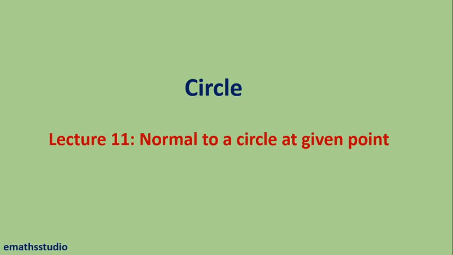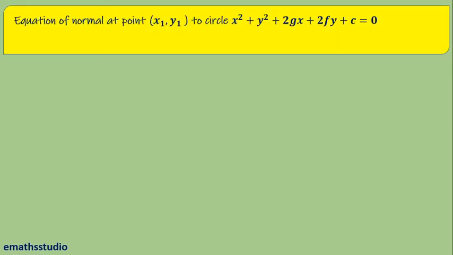Hello students, in this lecture we are going to discuss the normal to a circle at a given point. So we are deriving the equation of the normal at point (x1, y1) to the circle x² + y² + 2gx + 2fy + c = 0.